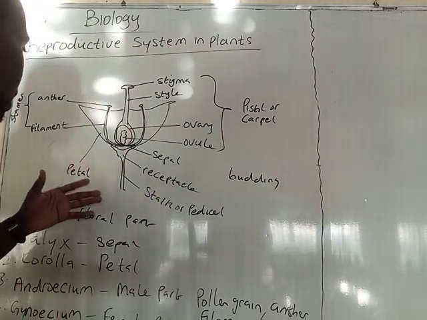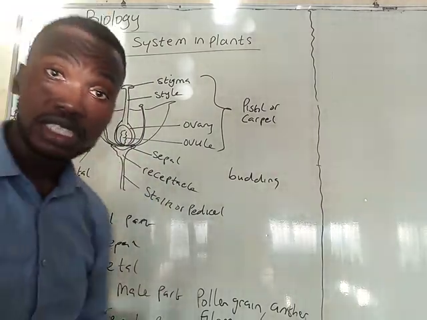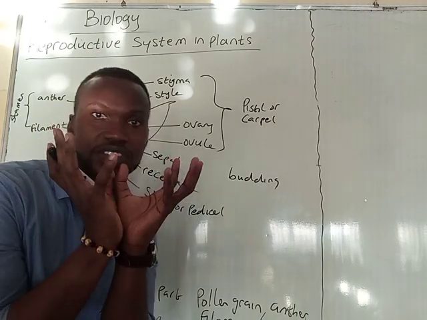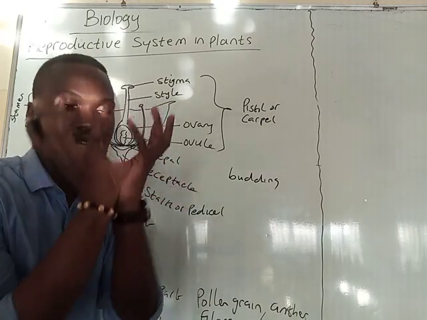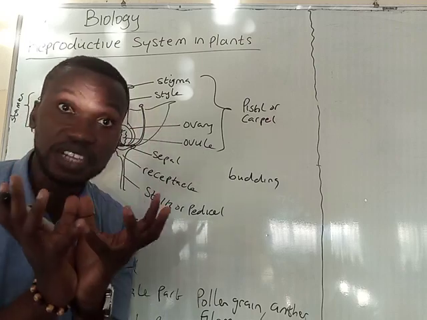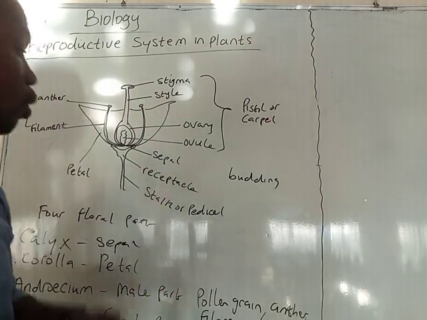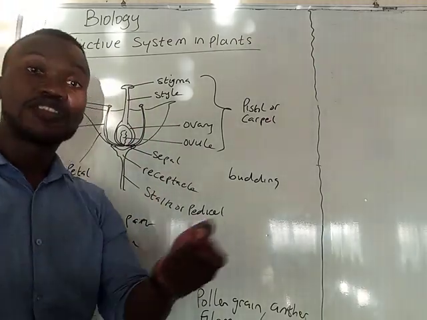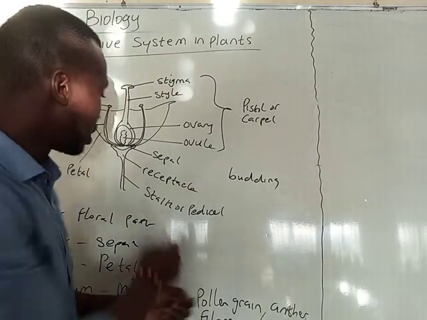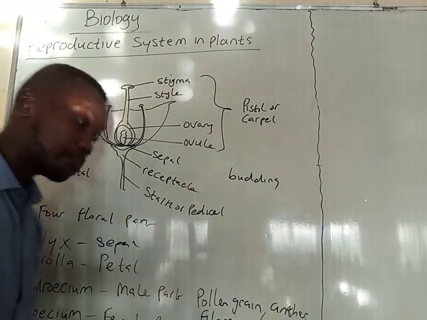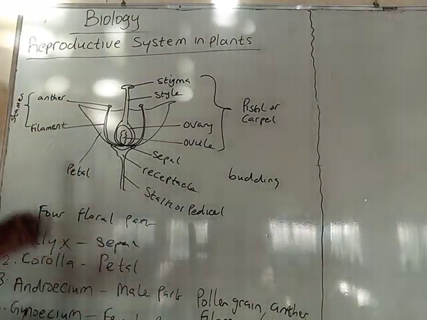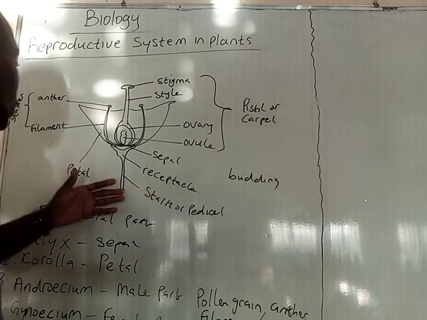Then we now have the receptacle. The receptacle is what carries the flower. It holds the flower. Then we have the stalk or the pedicel. It connects the flower to the stem. So now we're almost done.